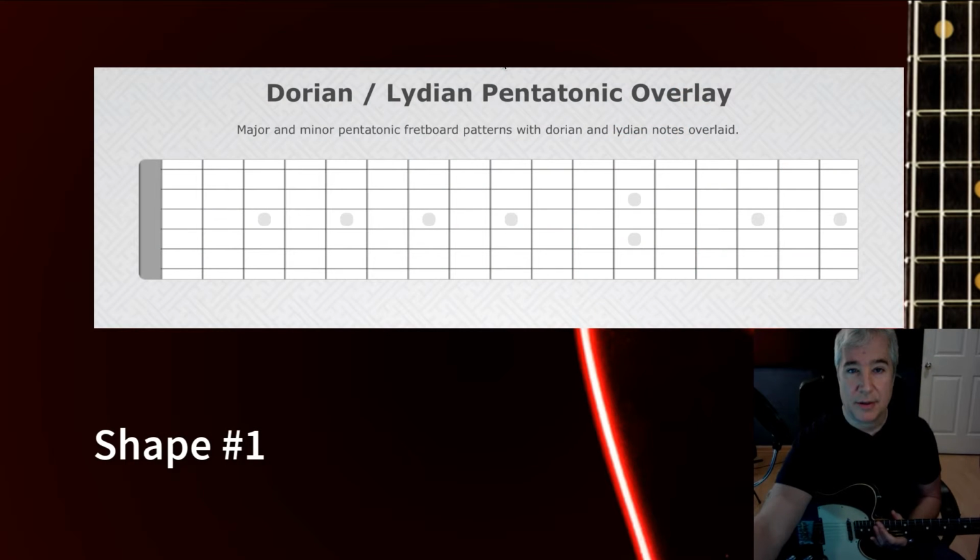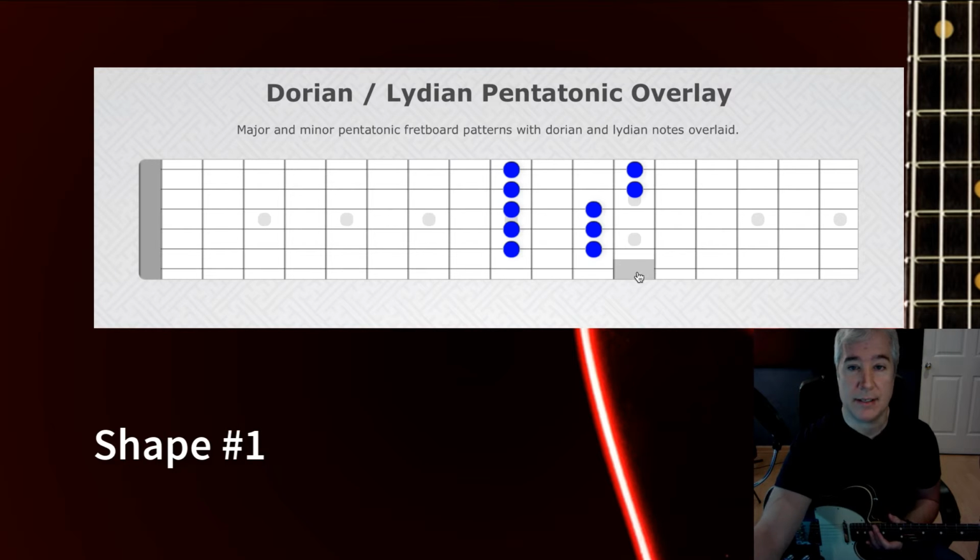Okay, so I'm going to use guitarscientist.com to diagram out these shapes. We'll start with the Dorian and Lydian pentatonic overlay. Here is the straight pentatonic pattern, the major minor pentatonic pattern. I'm going to map this out so that it lines up with a major pentatonic on the E at the 12th fret. So if this is your E root, then your major pentatonic is here.